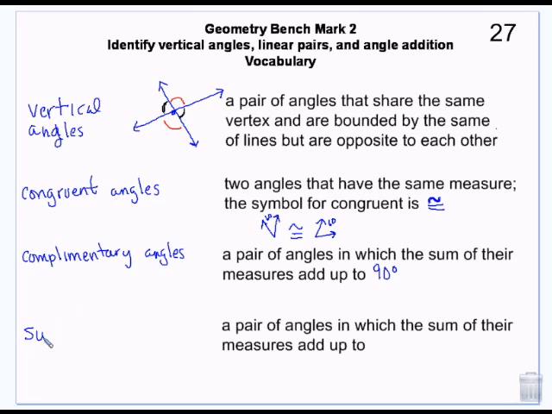And then the other one, you get supplementary angles. Supplementary angles add up to 180. I don't really have a clever thing for this, other than complementary is 90 and the other one's 180.